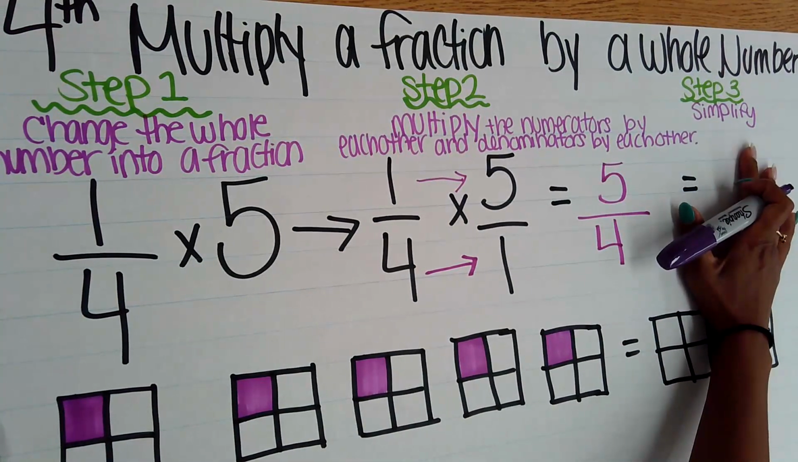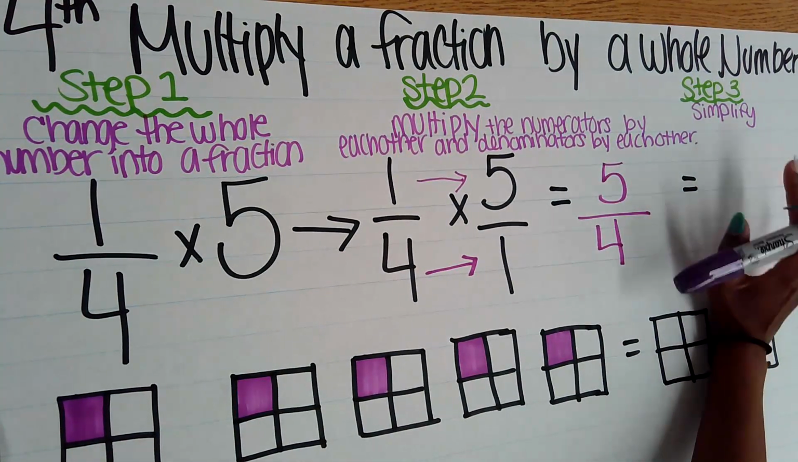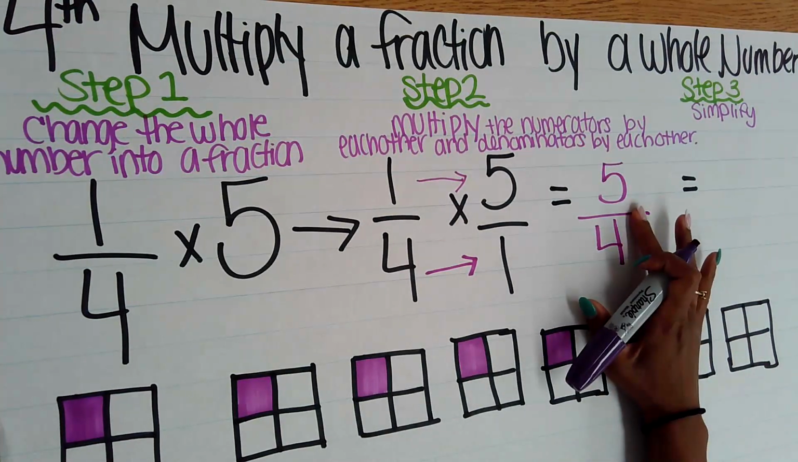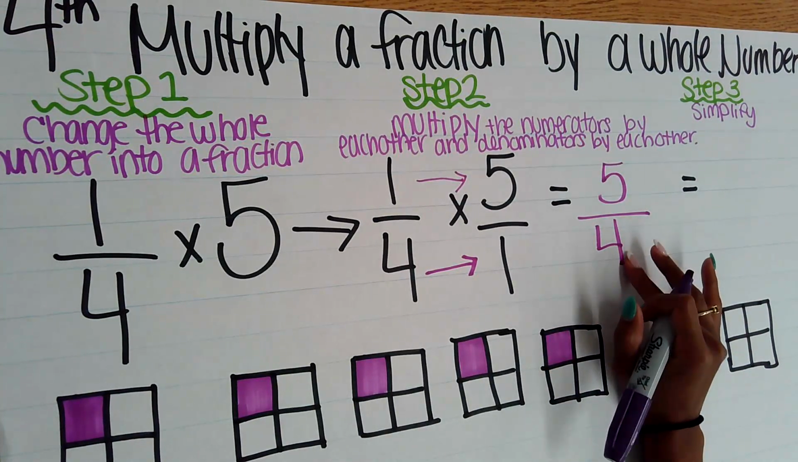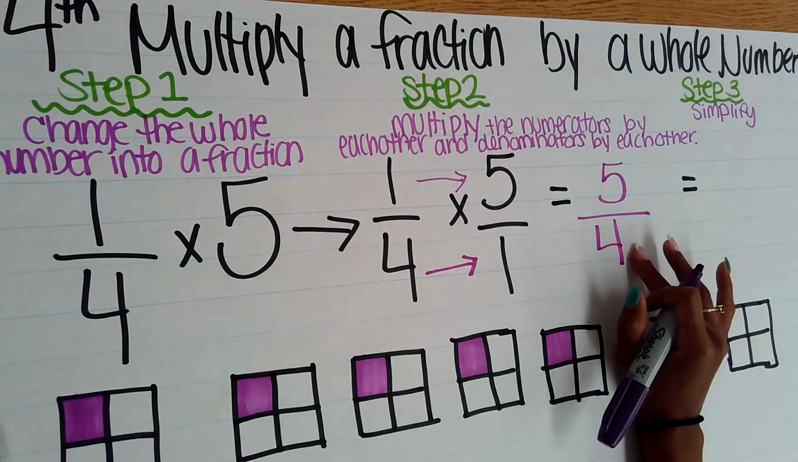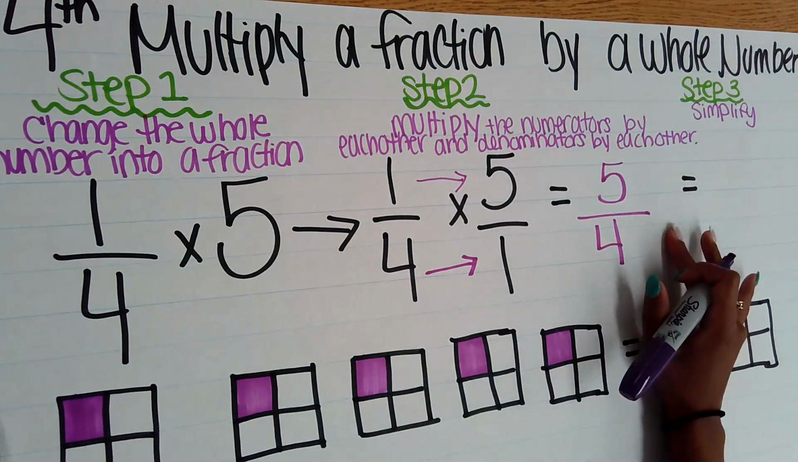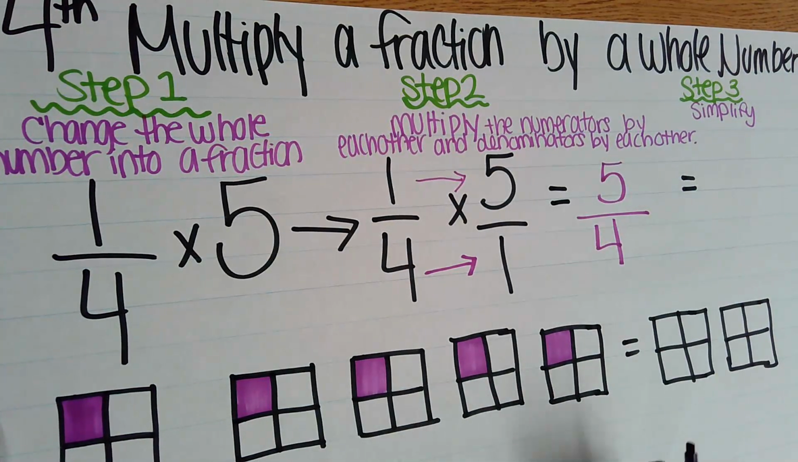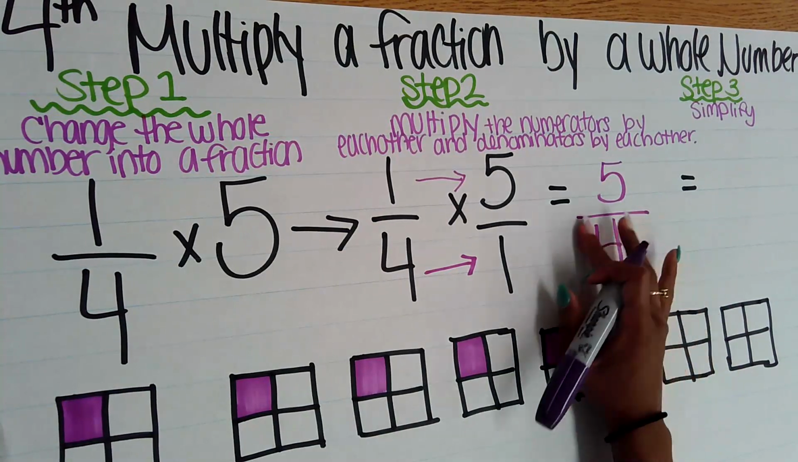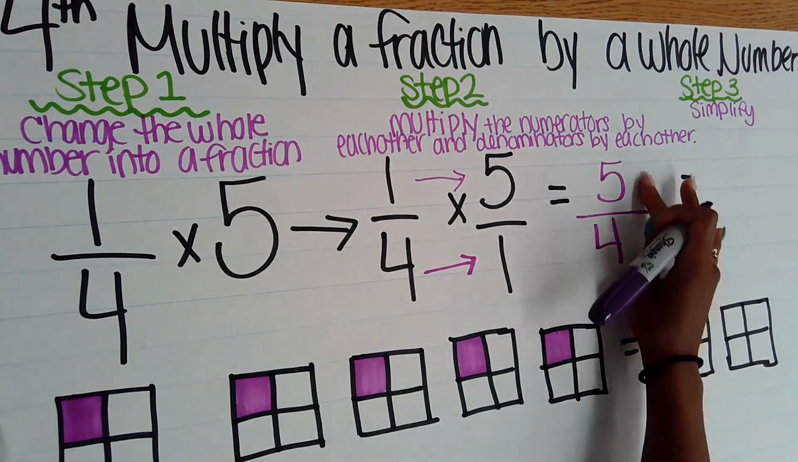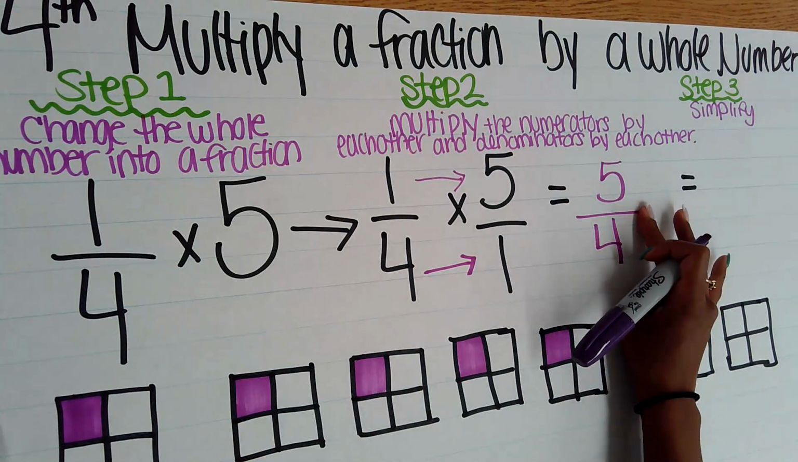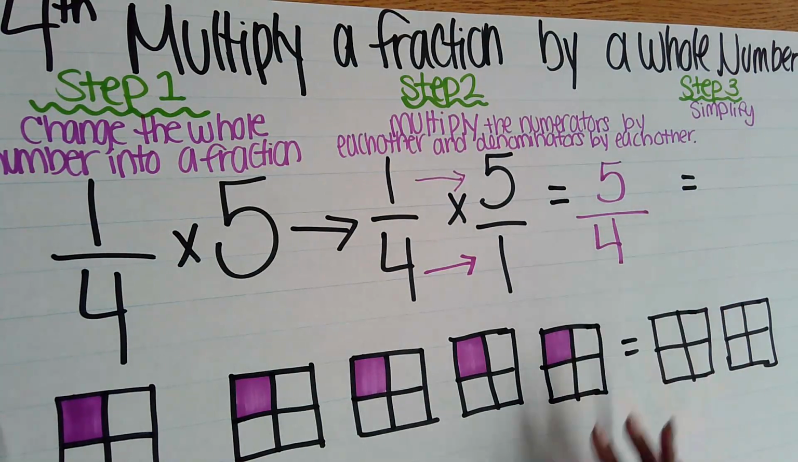Step 3 is asking us to simplify. What that means is my 5 is the numerator. That numerator is bigger than a denominator. That is creating an improper fraction. When I think of fractions, I know this fraction has 4 parts in a whole. There is now an overflow of parts because my 5 is bigger than my 4.